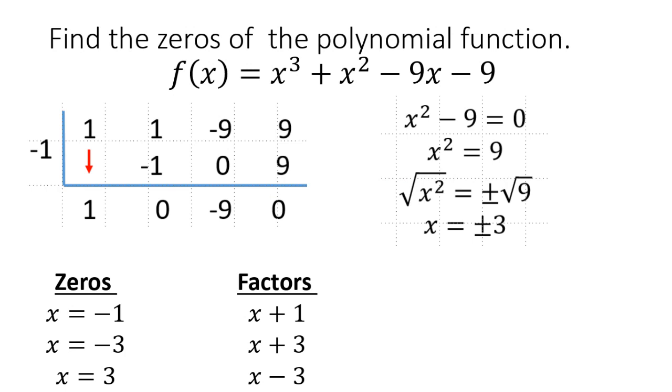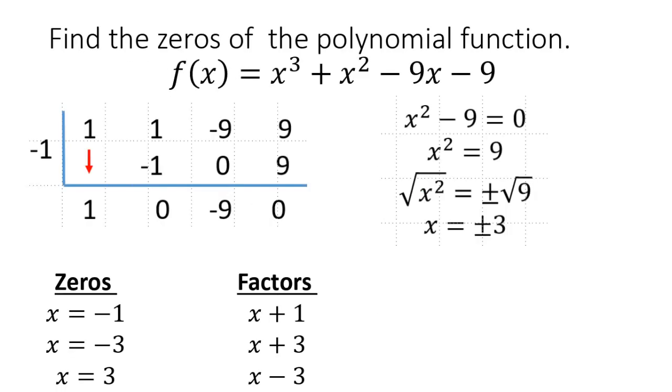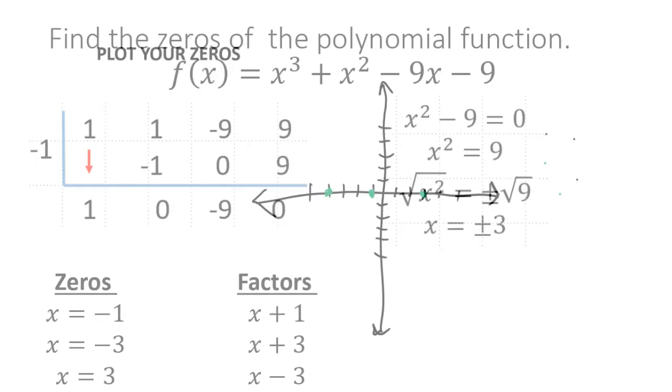to get the factors, I would just add 1 on both sides. So we have x plus 1. Add 3 on both sides, we have x plus 3. Subtract 3 on both sides, we have x minus 3. So the factors are x plus 1, x plus 3, x minus 3.